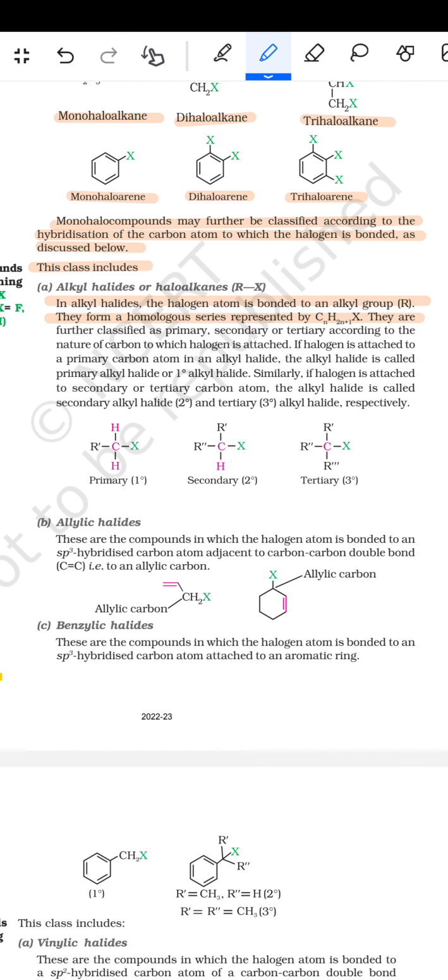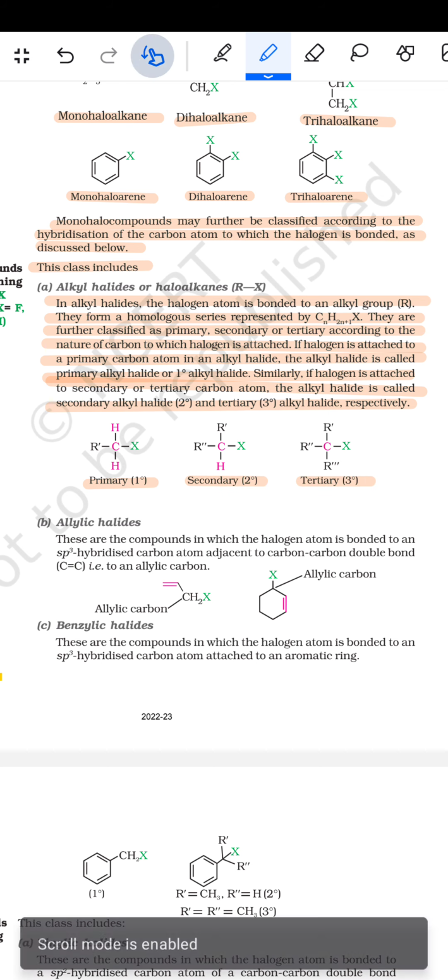They are further classified as primary, secondary, and tertiary according to the nature of the carbon to which the halogen is attached. If the halogen is attached to a primary carbon atom in an alkyl halide, the alkyl halide is called a primary alkyl halide or 1-degree alkyl halide. Similarly, if the halogen is attached to a secondary or tertiary carbon atom, the alkyl halide is called a secondary alkyl halide or a tertiary alkyl halide respectively. So this is primary, 1 degree, this is secondary, 2 degree, and this is tertiary, 3 degree.